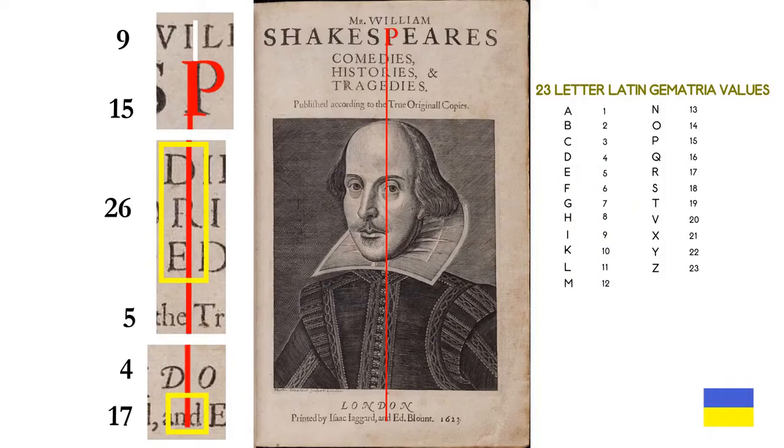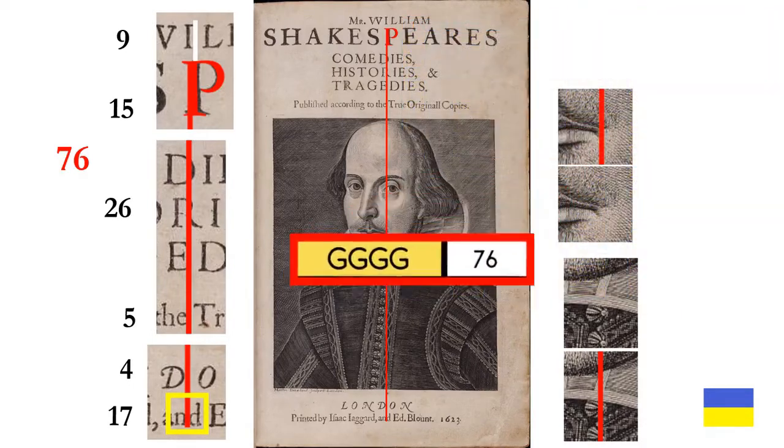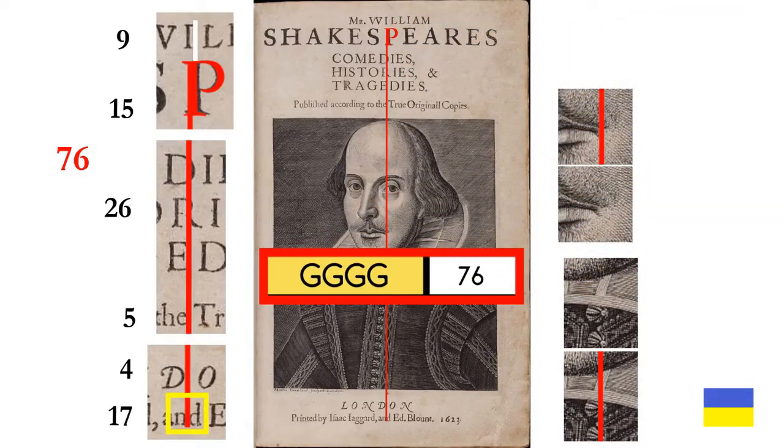The gematria sum of all these letters where the line goes straight from the uppercase I in William straight to the bottom gives us the following number: 76. And in the Latin alphabet repeated count, 76 is 4 G's, probably an allusion to God's hand in the plays, yes.